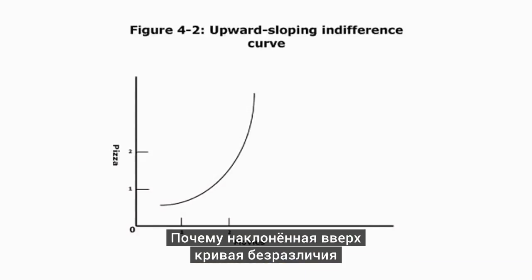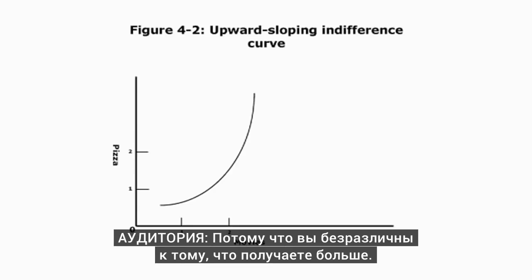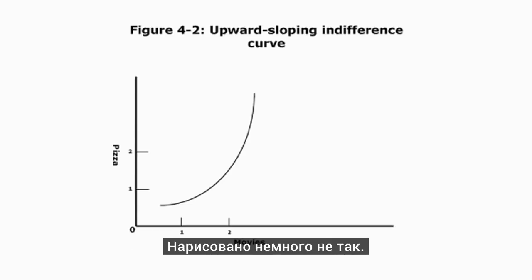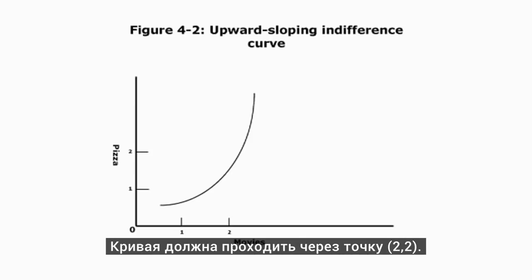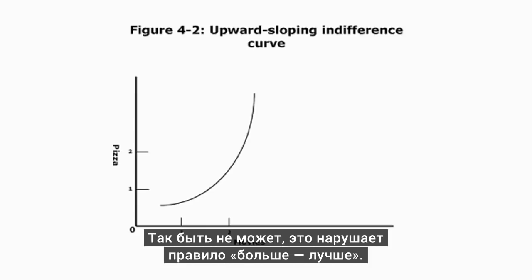Why does an upward sloping indifference curve, someone tell me, violate non-satiation? Yeah? Because you're indifferent to getting more. Yeah, because this would say you're indifferent between 1, 1 and 2, 2. It's not quite drawn right. We ought to just have this go through to point 2, 2. But basically, this would say you're indifferent between getting 1 pizza and 1 movie or 2 pizzas and 2 movies. You can't be, because that violates more is better.